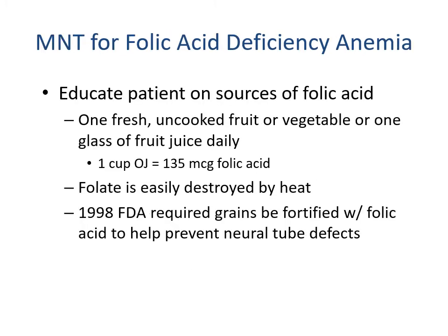We need to make sure that we educate the patient on sources of folic acid. So 1 fresh uncooked fruit or vegetable or 1 glass of fruit juice daily. So this one, for example, 1 cup of orange juice provides 135 micrograms of folic acid. Now we do need to consider that folate is easily destroyed by heat, and so this is why you'll see they've switched to lower temp pasteurization to help reduce the destruction of folate. And remember that in 1998, the FDA began requiring grains to be fortified with folic acid to help prevent neural tube defects, and so this is your enriched flour.